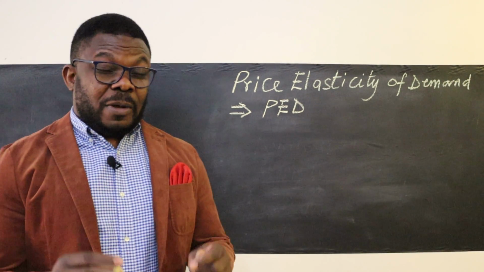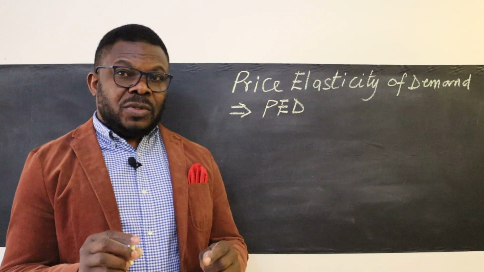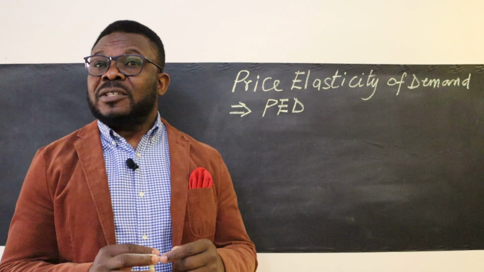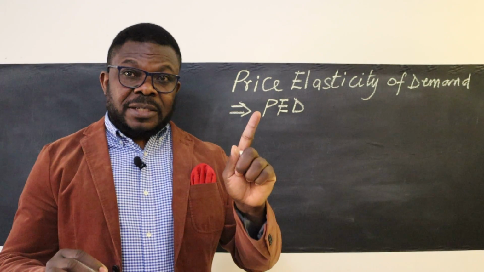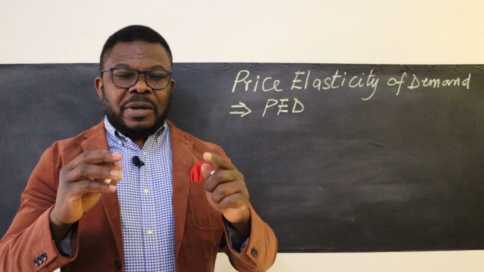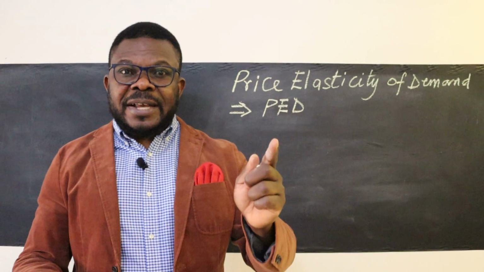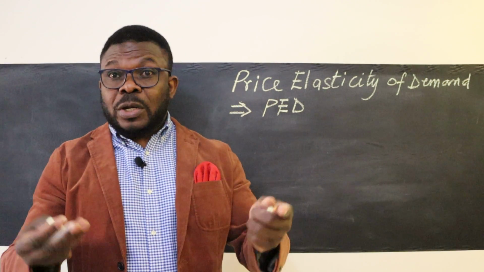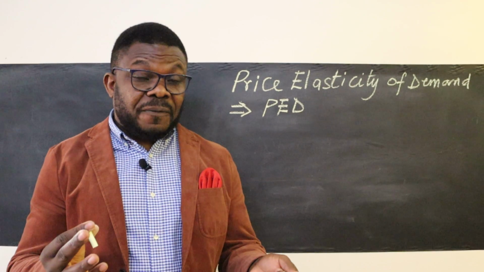Hello. A key area of microeconomics is elasticity. Elasticity is the responsiveness of quantity demanded when price changes. I'm going to repeat that. Elasticity is about the extent to which quantity changes when price changes. The way we calculate that is to use a number of formulas.